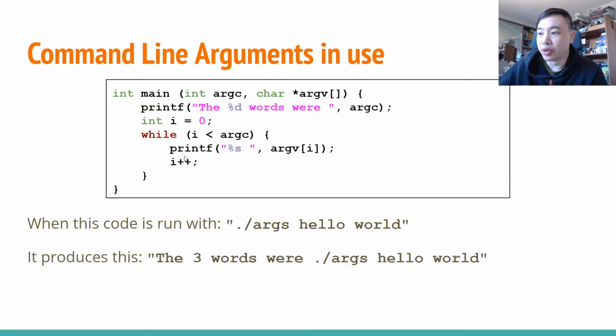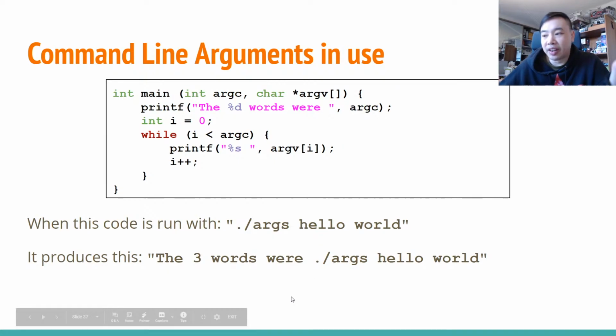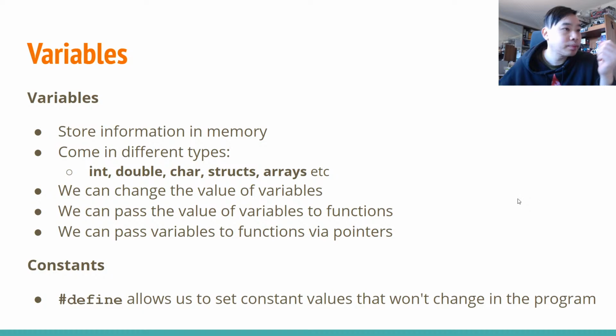And so if we're going to loop through from 0 up until the count of arguments, then print each one of them out as a string, we would get something like this. We run with the program name, this one happens to be called args, hello world, and then it will print out all of the words that were typed in on the line that ran the program. So command line arguments allow us to use information as it's given to us.